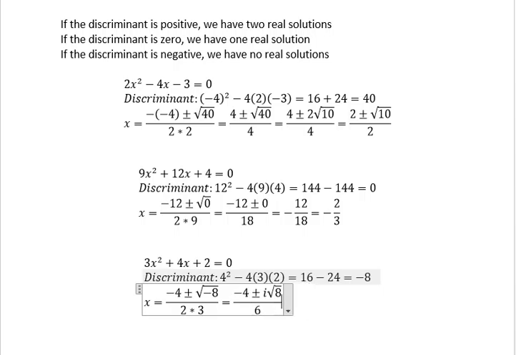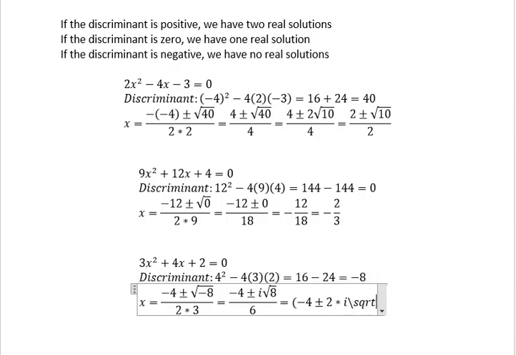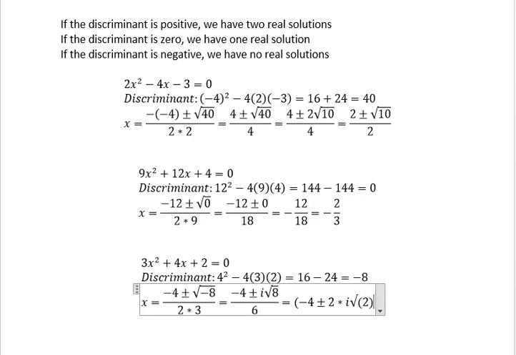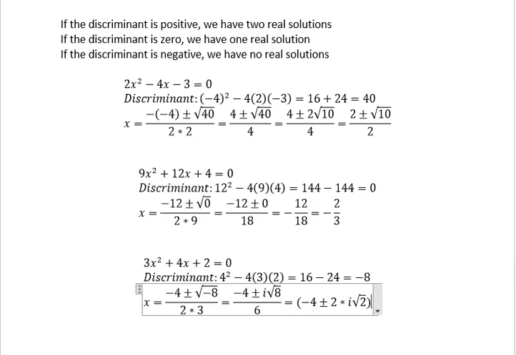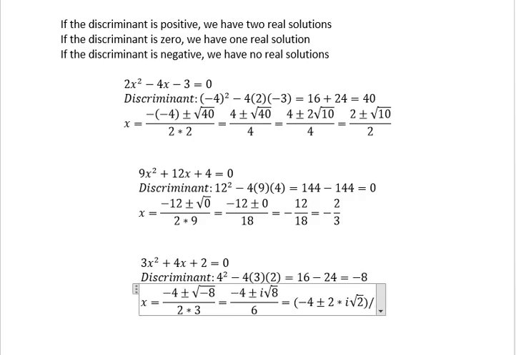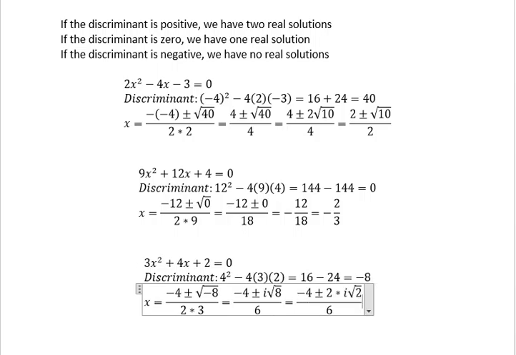Now, once again, I would like it if you made sure that all of your radicals were fully simplified. I do know that I can simplify that square root of 8 further. Let's see what that looks like. Negative 4 plus or minus 2 times i times the square root of 2, because I was able to factor out that 2 from this square root of 8, all over 6.